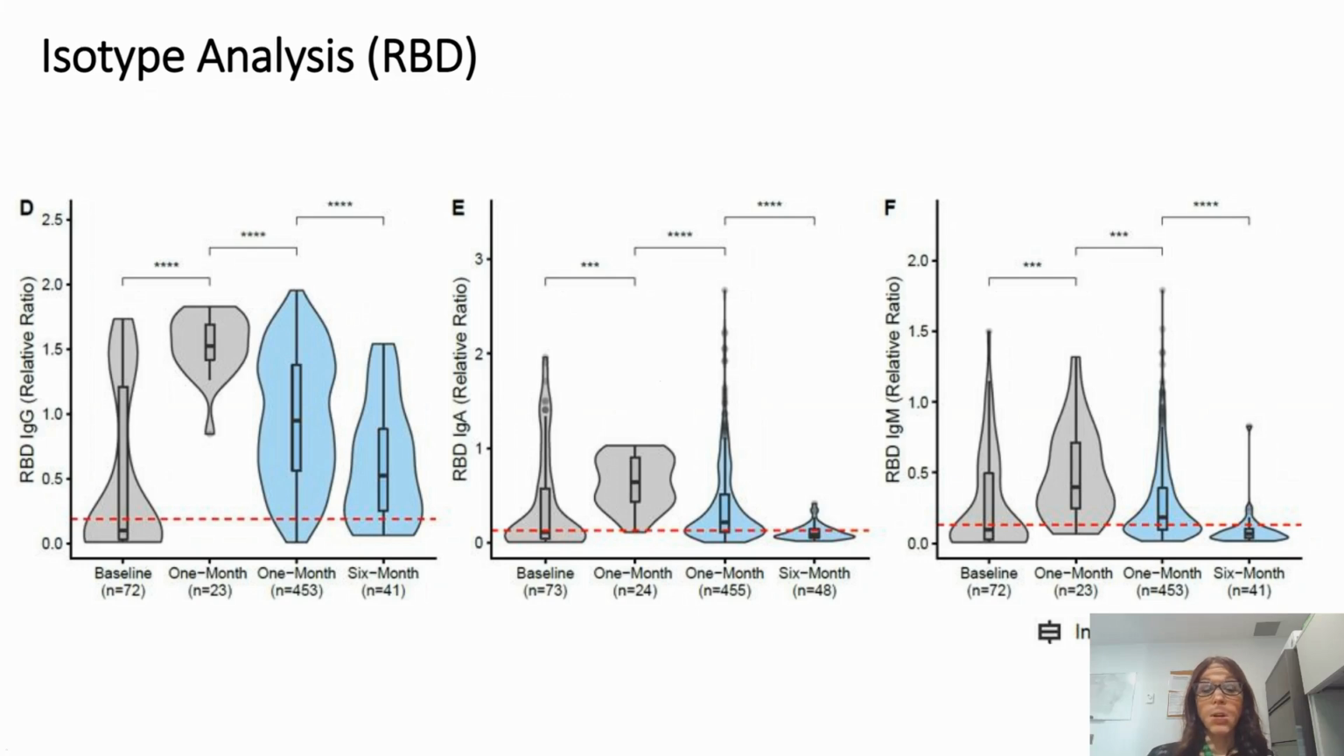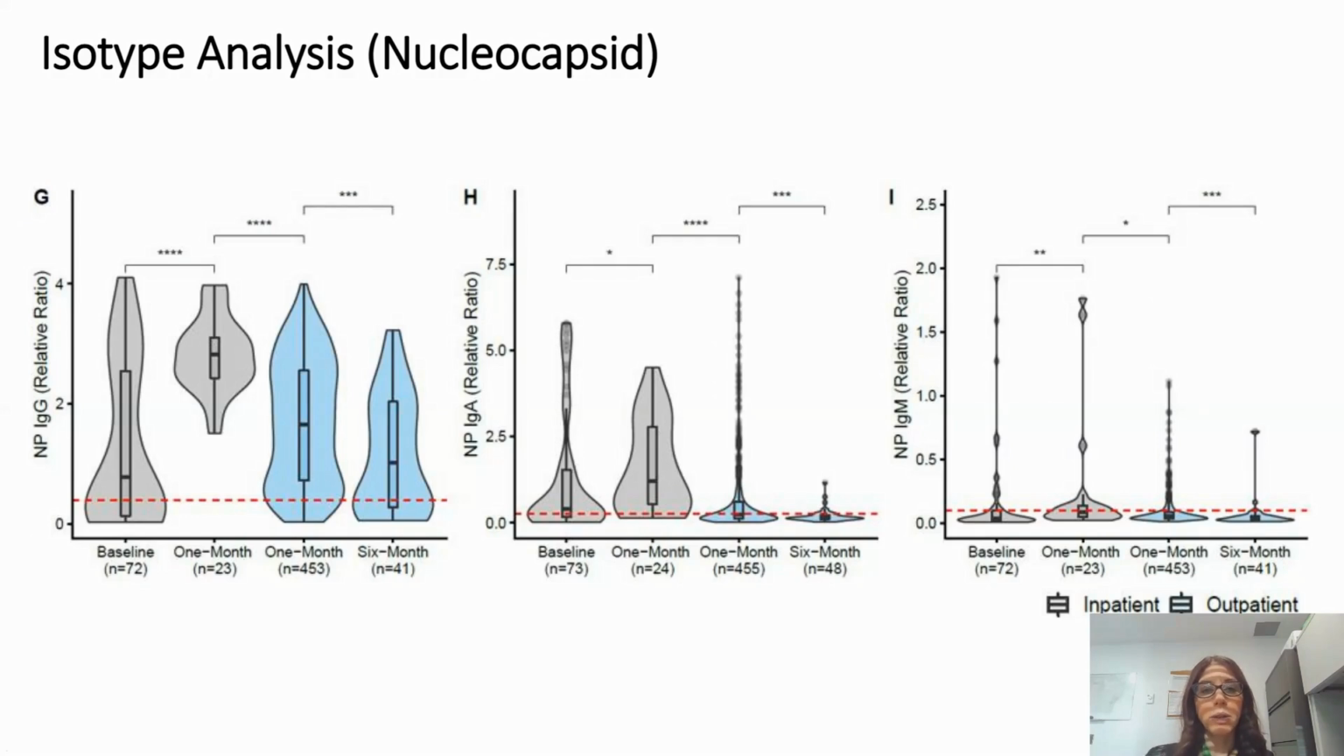So moving on to looking at now the anti-RBD IgG, IgA, IgM for the same cohort and same time points. Again, we see very similar findings. Inpatients at 1 month had significantly greater levels of all the anti-RBD isotypes in comparison to the baseline, and outpatients at 1 month. However, outpatients at 6 months have significantly lower levels of all anti-RBD antibodies compared to the 1 month.